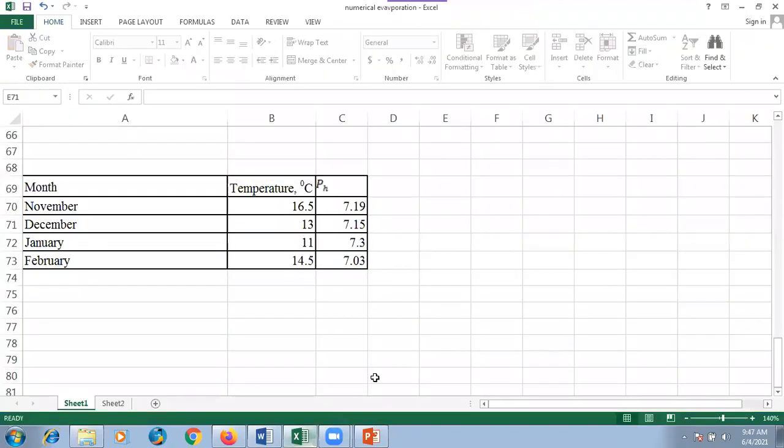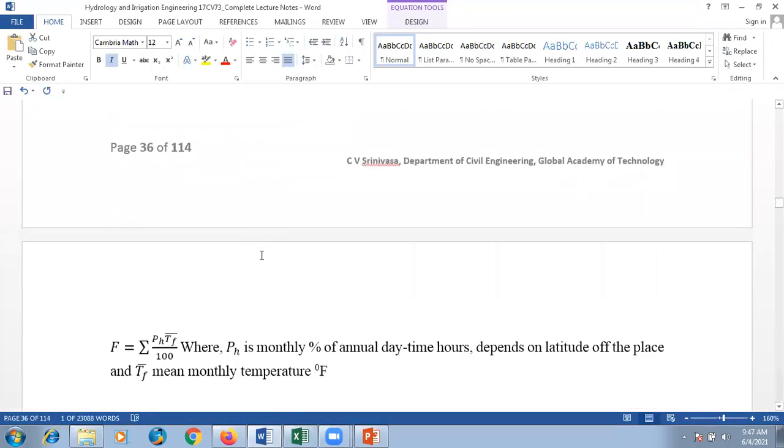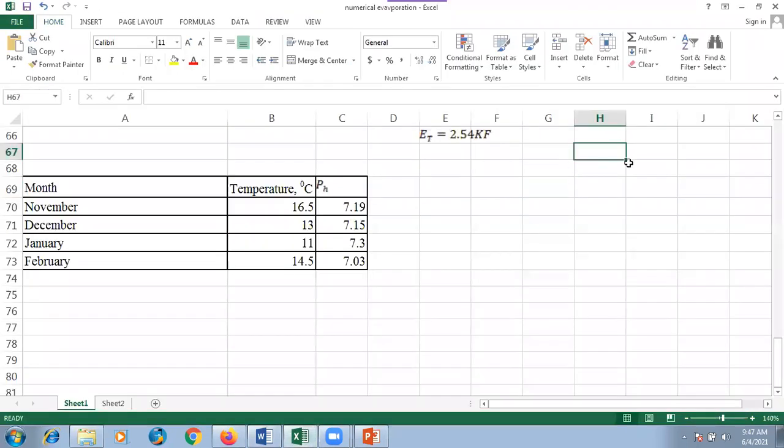So using this and these 2 equations, I have one equation to determine total evapotranspiration. Then to calculate the consumptive use factor, F, the individual consumptive use factors should be first calculated, then added, for which you have to use this equation. So I will take that equation also here. These 2 equations have to be used.